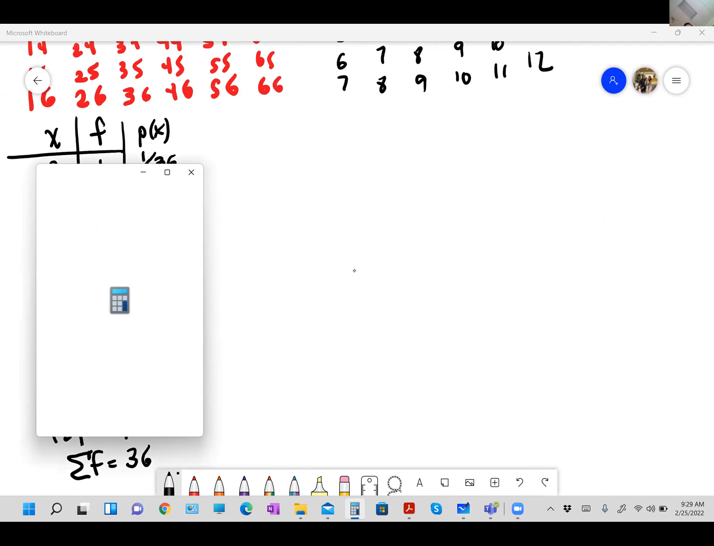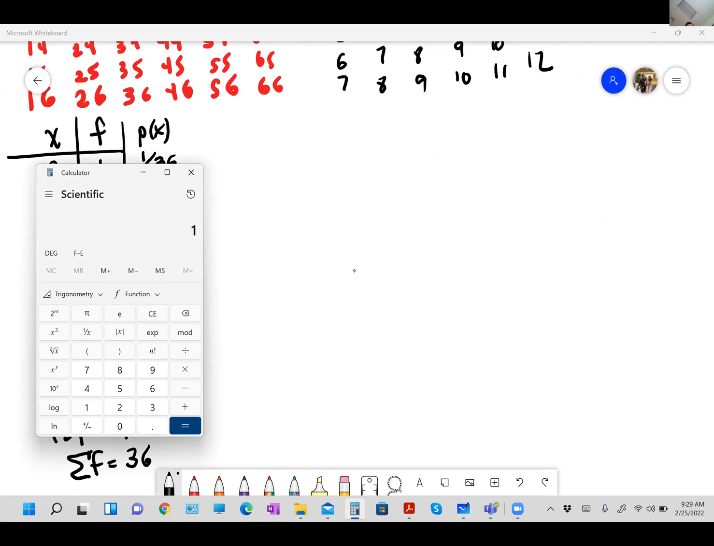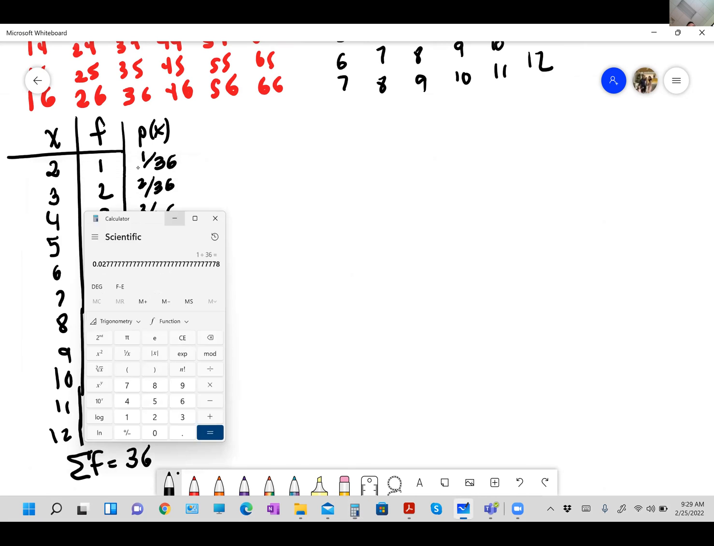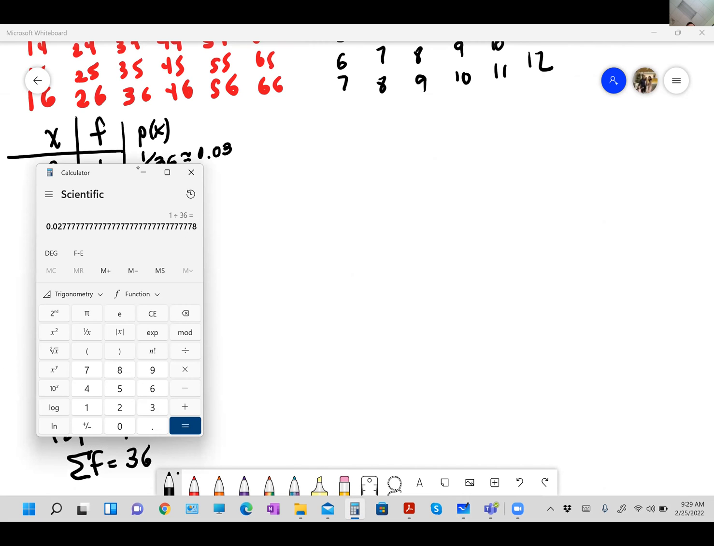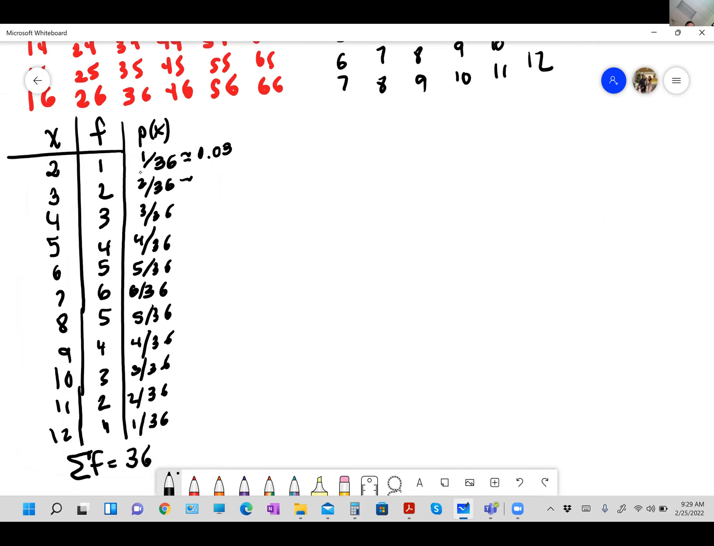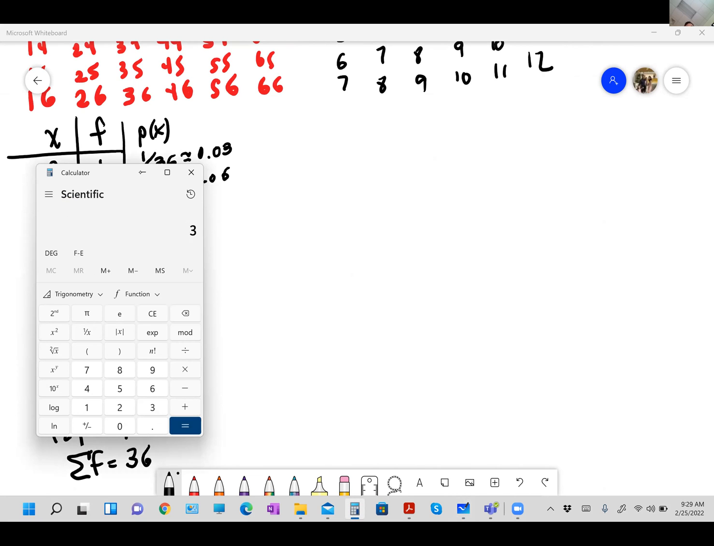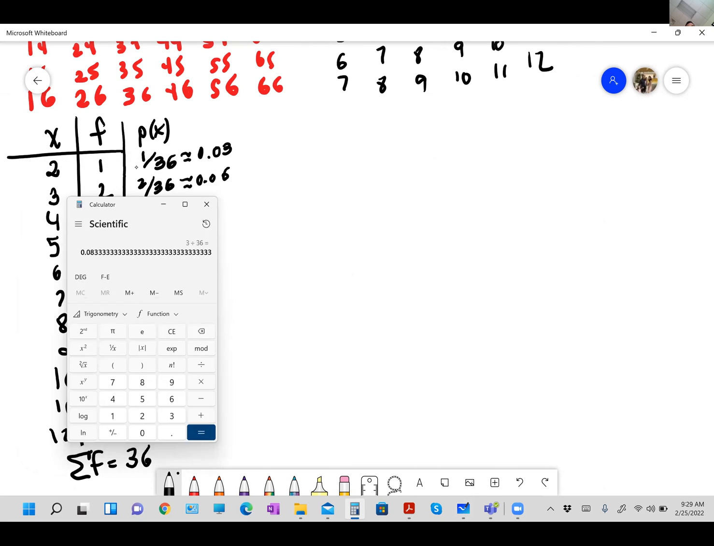And then you get decimals for this. 1 divided by 36 is 0.03. I'm going to go ahead and round to two decimal places. Not the best practice, but I'm in a hurry. 2 divided by 36 is 0.06. 3 divided by 36 is 0.08.